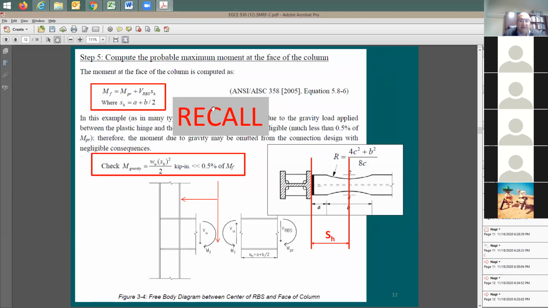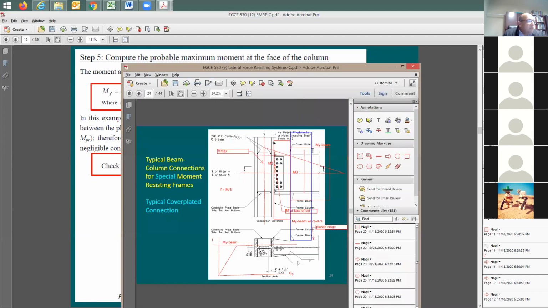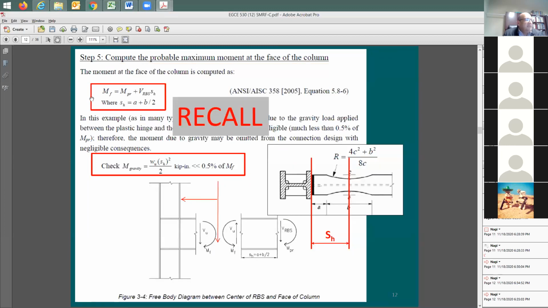This moment here at the face is not this moment. This M max is based on the seismic forces applied to the moment frame. But this moment at the face is going to be based on the mechanism, which means you want to be sure that when it goes through the mechanism, into the inelastic analysis, this beam section right here is going to stay in good shape.